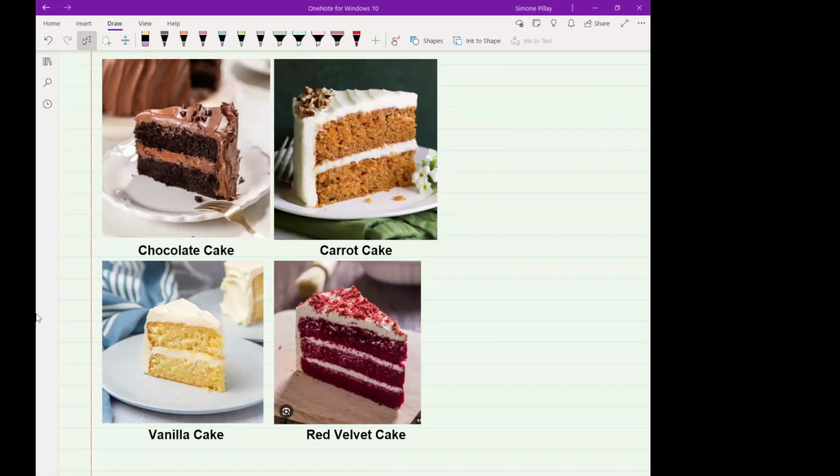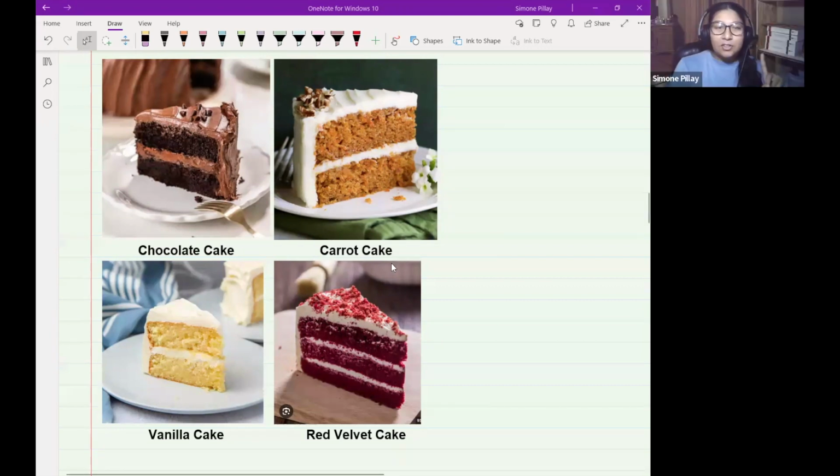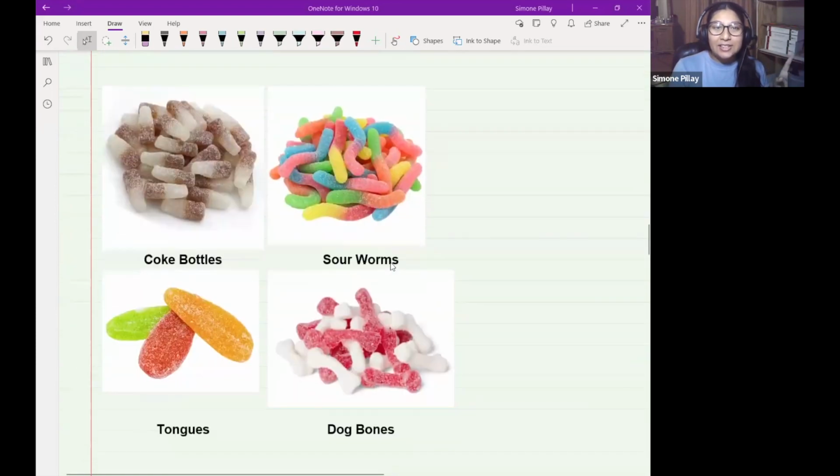You're welcome. Okay, Itandile, let's move on because we have 2 minutes left for our brain break. Okay, guys, I don't know what you guys are buying at the tuck shop, but this is what I used to buy at the tuck shop. Okay. Coke bottles, sour worms, tongues, or dog bones.